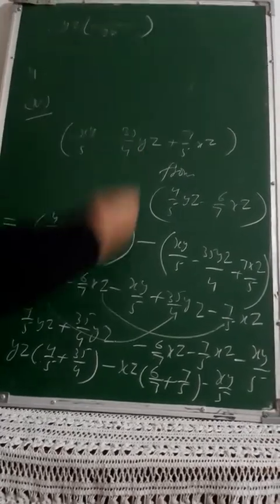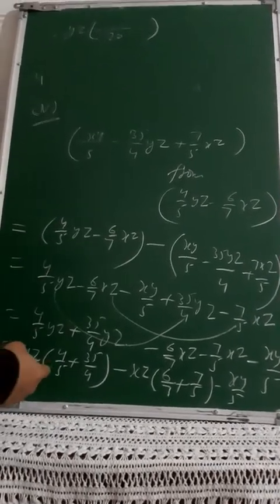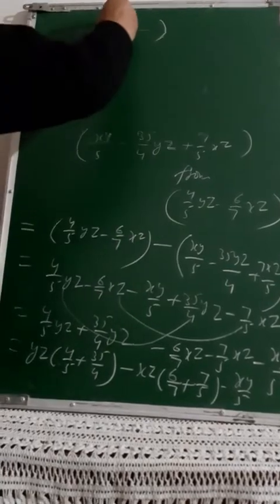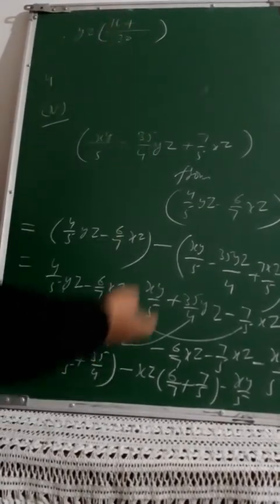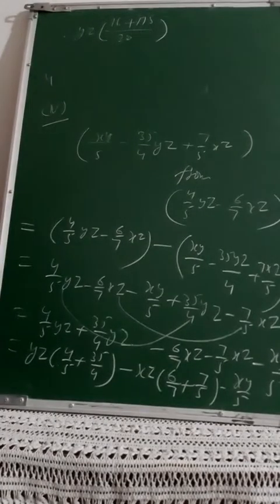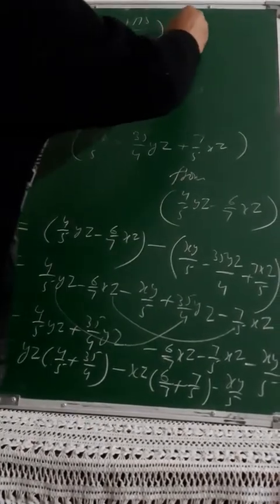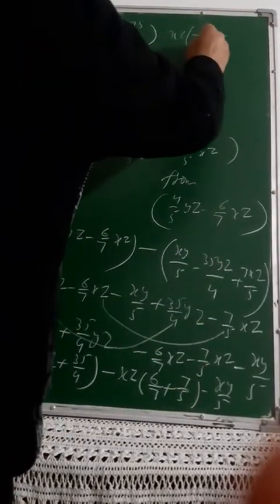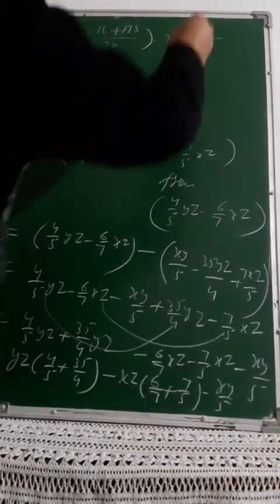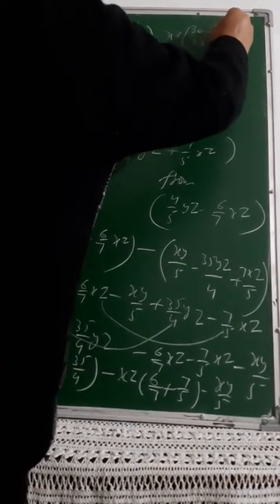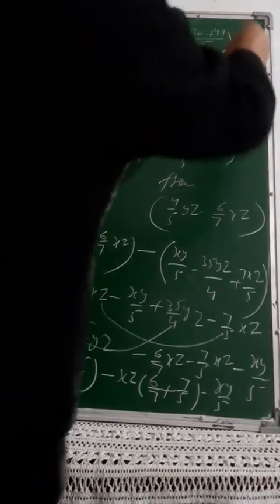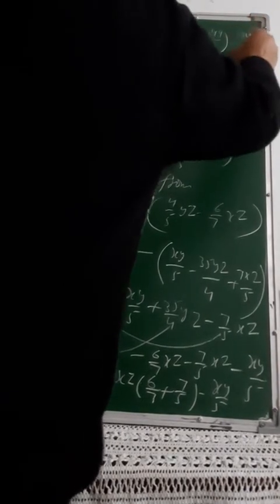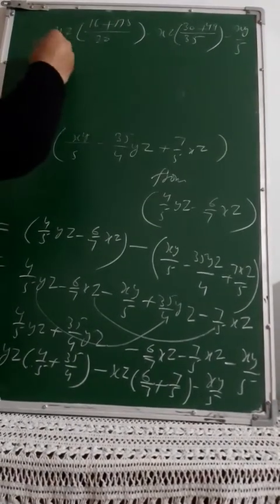5 and 4, 20 is the LCM here, so this will be 5 4s are 20... 4 4s are 16, plus 4 5s are 175... minus, here it is xz common, inside the bracket 35 will be the LCM, and 30 is here, plus 49 is here, minus xy upon 5, and then solve the brackets.